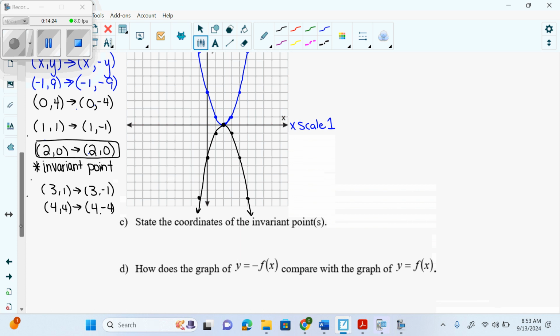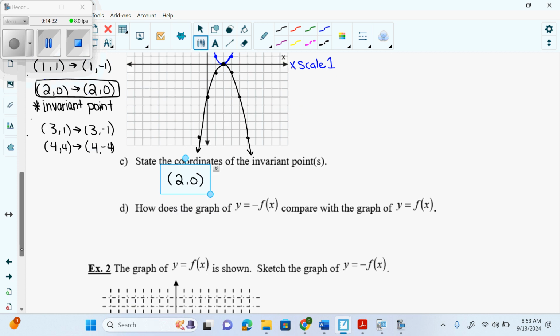So state the coordinate of the invariant point. What was it? 2, 0. Now, guys, why did it remain invariant? Yeah. The y was 0. Put down the calculators. Stop pressing the buttons. All right. So you have 2, 0 here. And when we do mapping, mapping is x, comma, negative y, right? So all of our y's are being negated.